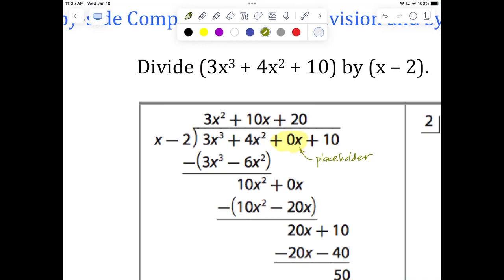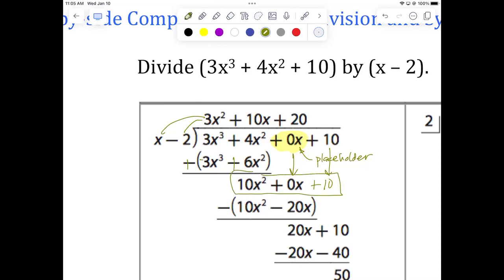How many times does x go into 3x cubed? It goes in 3x squared times, right? Because that's what 3x cubed divided by x is. If we distribute from on top, we get 3x cubed minus 6x squared. Notice the subtraction out front with the parentheses. That's the same thing as changing both signs. So if I change both signs, I'll make that a negative, and now I add, and I get 10x squared, and I bring down the 0x. You could also bring down the plus 10 if you want. In other words, you can bring down everything as you go. That's how I like to do it, because then we're just working with this. This is our new starting place.